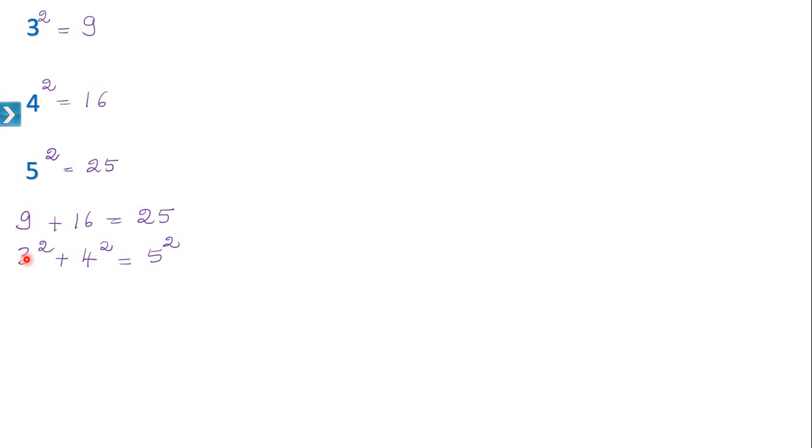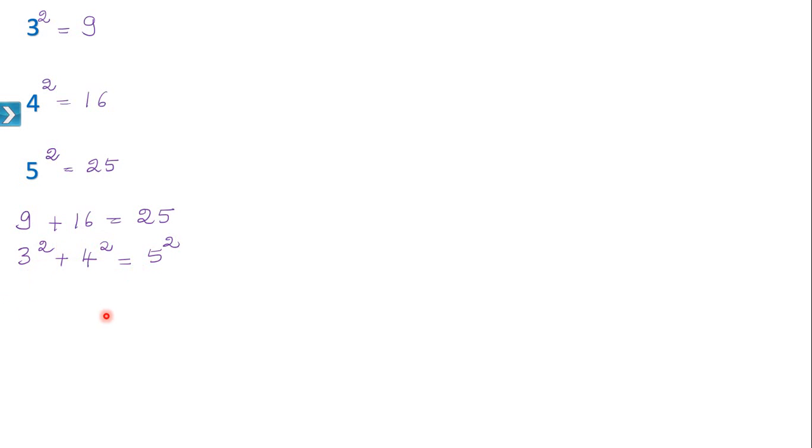See here, 3 square plus 4 square is equal to 5 square. That is the speciality of these numbers, 3, 4 and 5. The sum of the squares of two numbers is equal to the square of the third number. This was discovered by the famous mathematician Pythagoras.